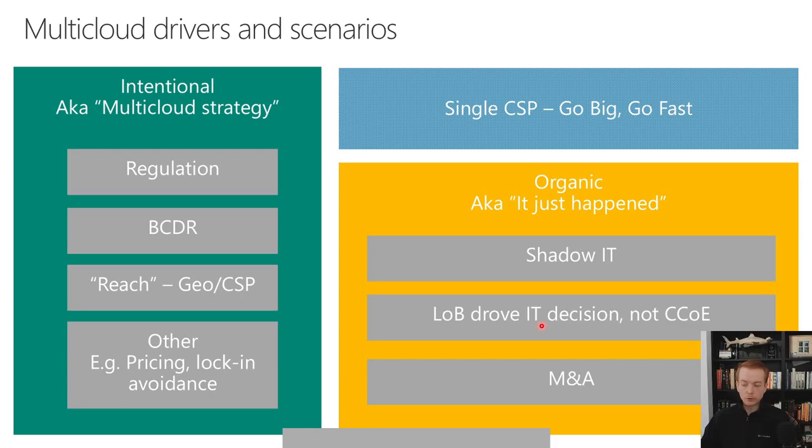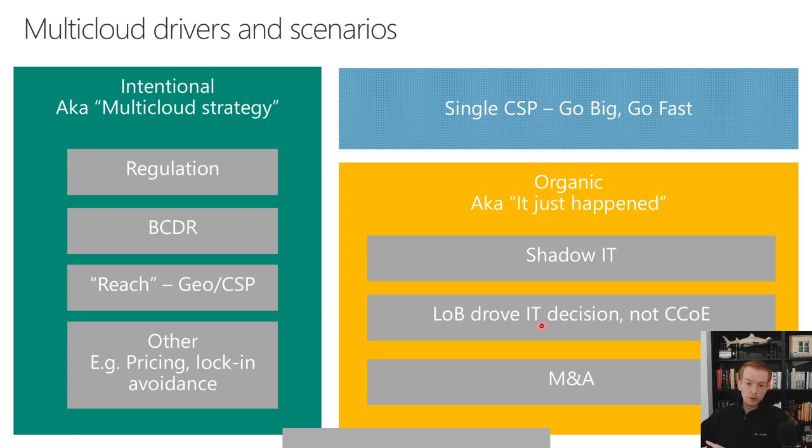Maybe there's not a central cloud center of excellence governing everything, or that CCOE is trying to wrangle with the various lines of business driving their own IT decisions. So you might have, for example, the SAP team. They've got a history of working with Microsoft. They move SAP to Azure.